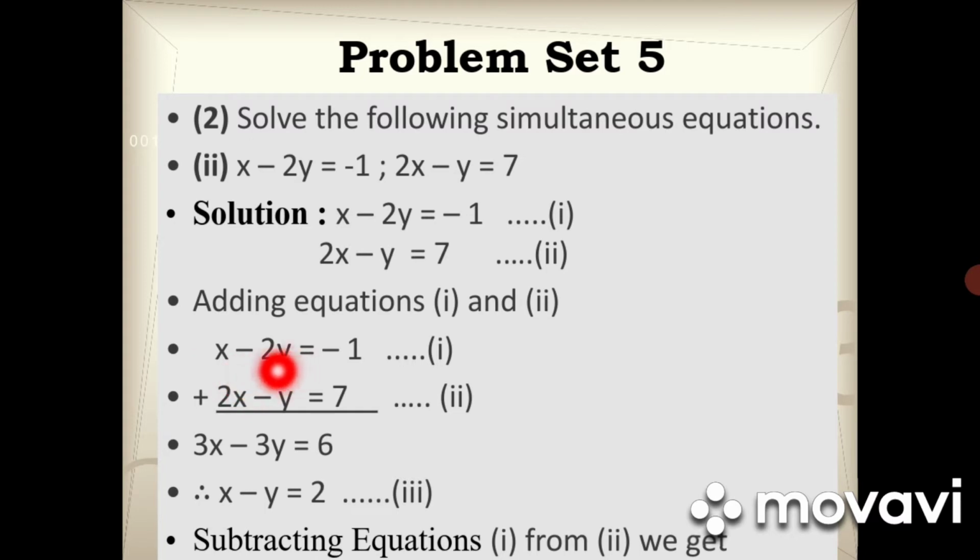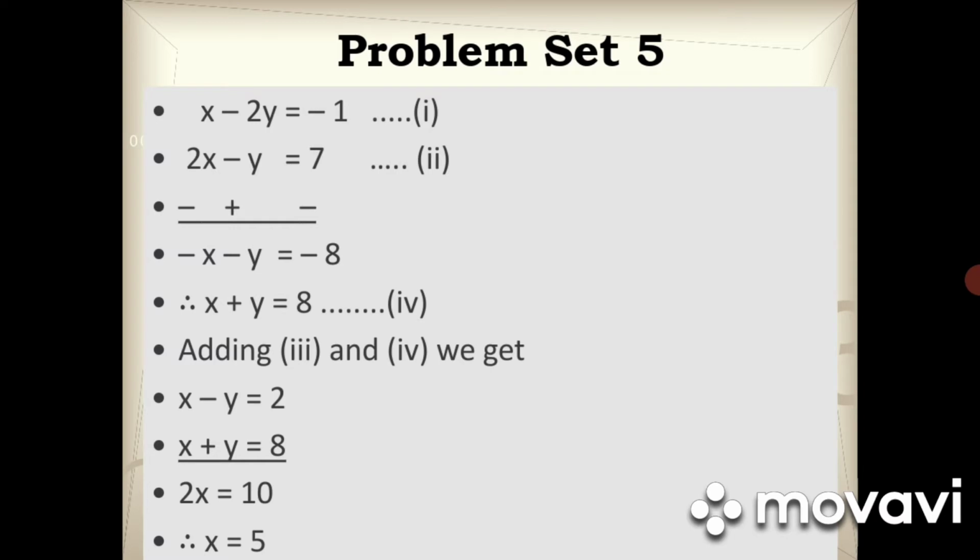Subtracting equation 1 from 2, we get (x - 2y) - (2x - y) = -1 - 7. The signs of equation 2 will change, and therefore x - 2x = -x, -2y + y = -y, and that is equal to -1 - 7, which is equal to -8. Therefore we get -x - y = -8, that is x + y = 8. Let this be equation 4.